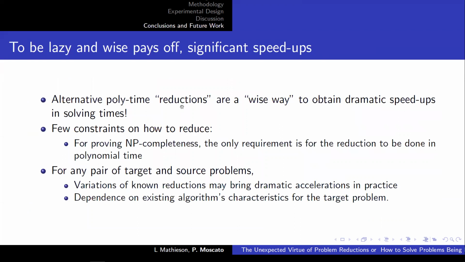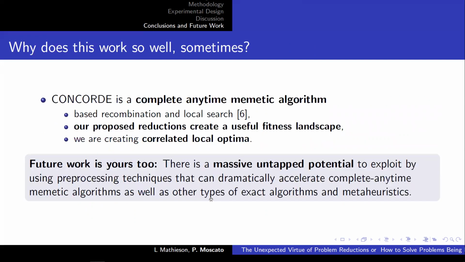We have seen that polynomial time reductions are a wise way to obtain dramatic speedups in solving times. There are a few constraints on how to do it. You can have only the requirement that the reduction has to be done in polynomial time, for example, when NP-completeness, but in other practical senses, you can find other types of reductions. Concorde as a memetic algorithm, we have been doing this with the idea of creating a useful fitness landscape for the solver, because we have been creating very good and correlated local optima.